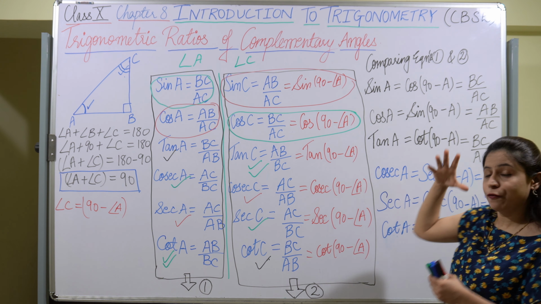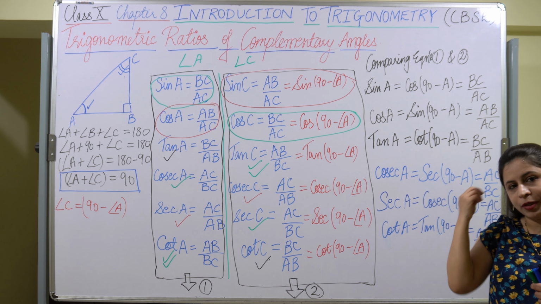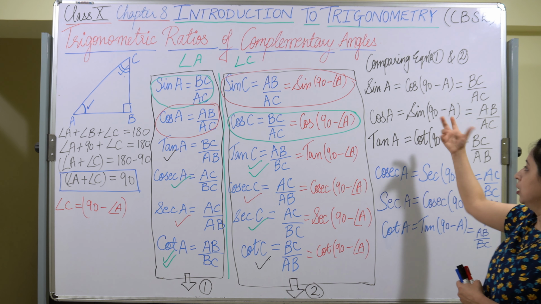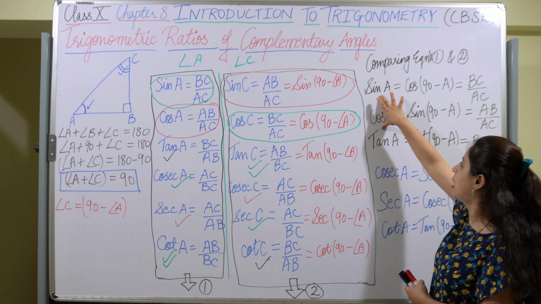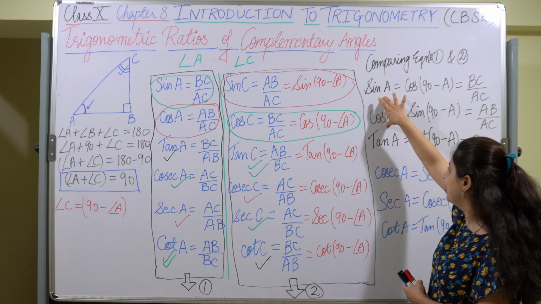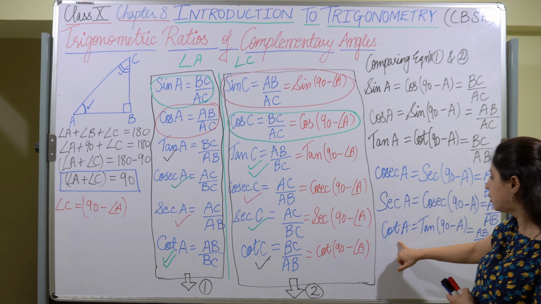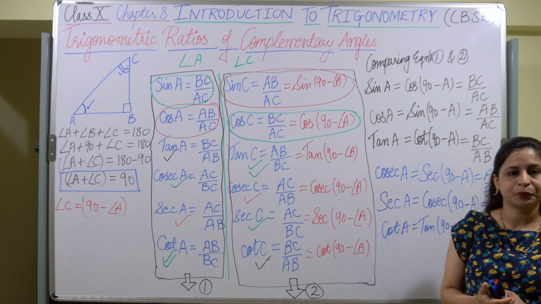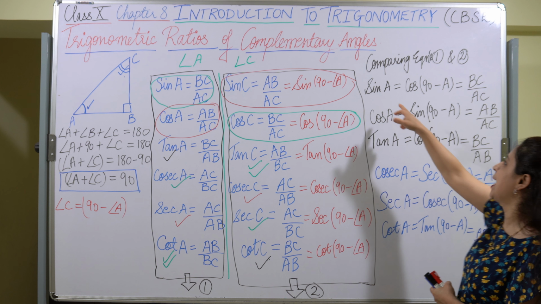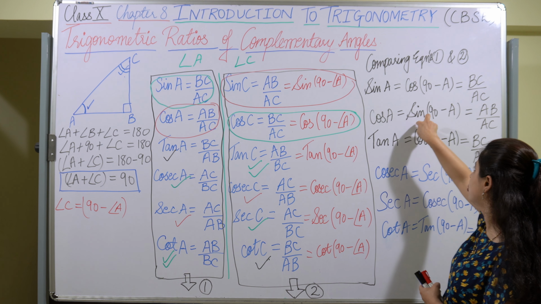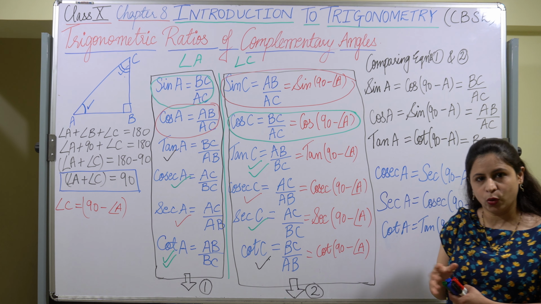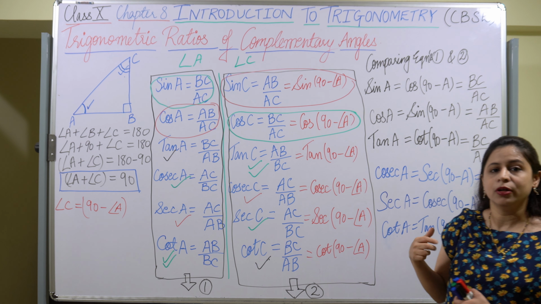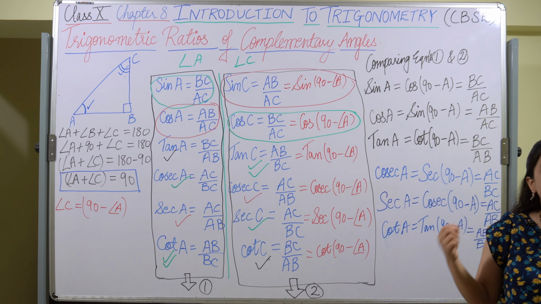Now, for the learning, to be kept in mind, there is a simple remembrance that sin and cos are complementary ratios, then tan and cot, and cosec and sec. Okay, this is for the remembrance, the concept to be kept in mind.